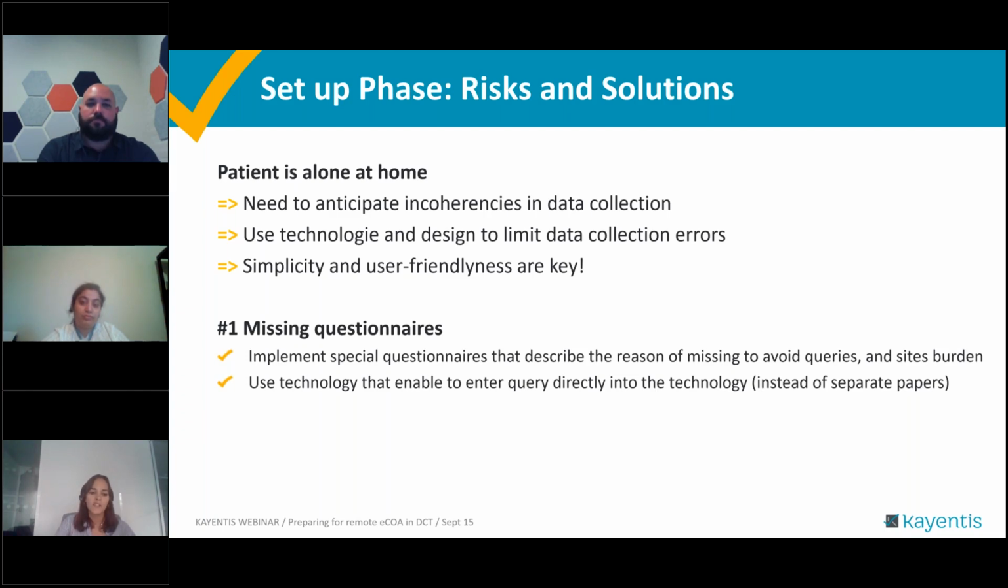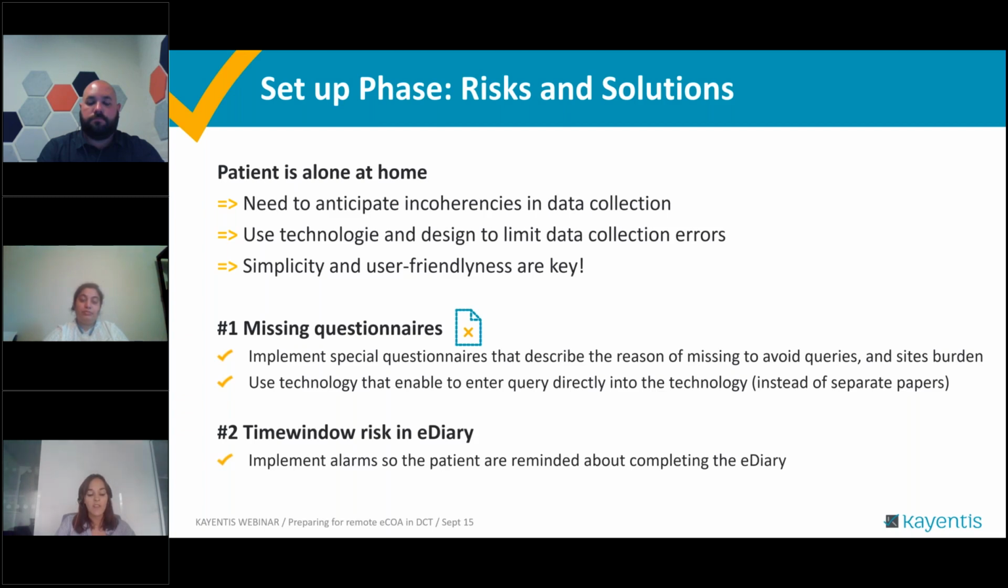For example, the first one is regarding missing questionnaires. We all know that during a clinical trial, we are going to have missing questionnaires. One thing we can do is implement special questionnaires that describe the different reasons for missing questionnaires. The idea is to have a questionnaire in which the site team can complete why this questionnaire wasn't completed. That will avoid queries, avoid site burden, and also provide information to the sponsor about why the questionnaire wasn't completed. Also, using technology will enable entering the queries directly into the system. There is no need to use separate papers.